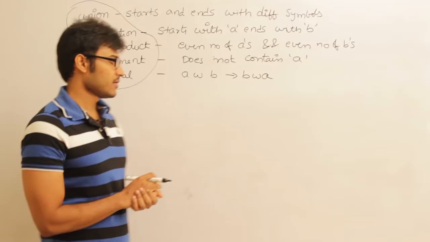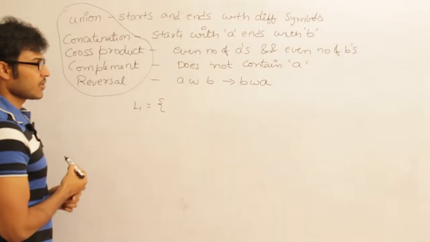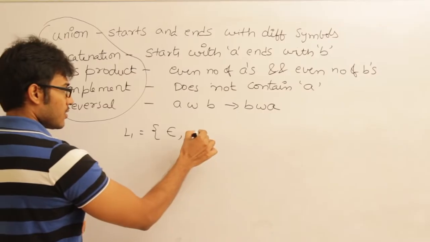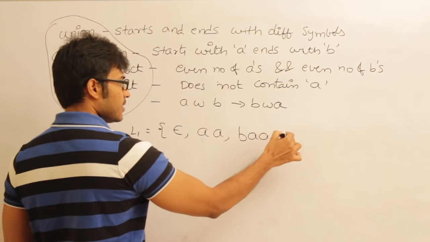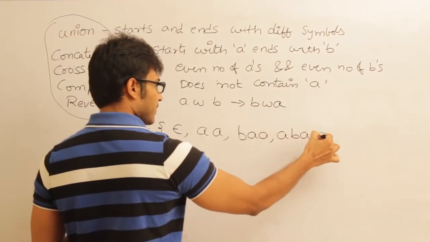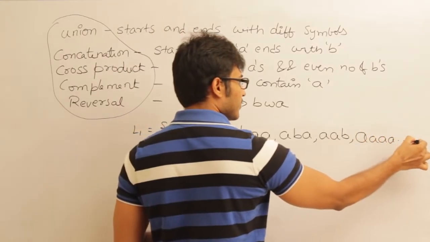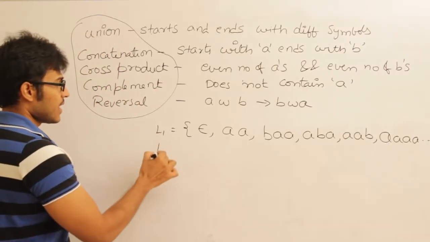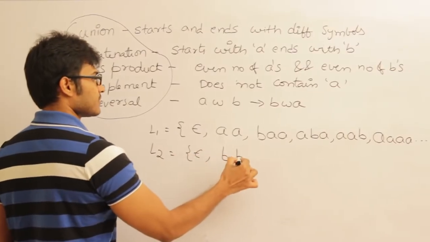Next one is the cross product method. We have already seen an example where L1 is the set of all strings containing an even number of A's. So 0 A's is an even number of A's, or 2 A's, or 4 A's, and I can contain any B's. And L2 is the set of all strings containing an even number of B's.